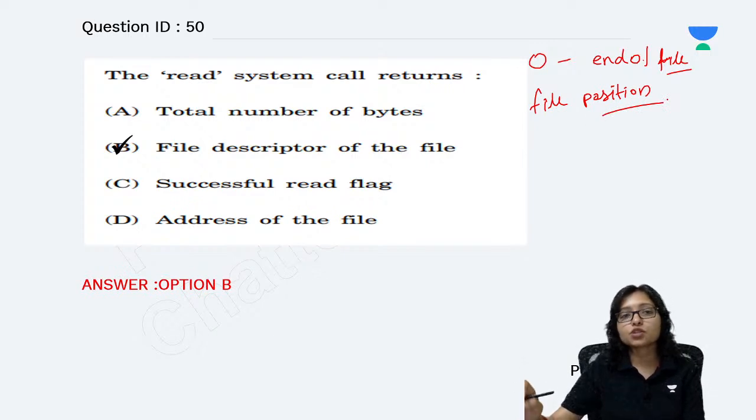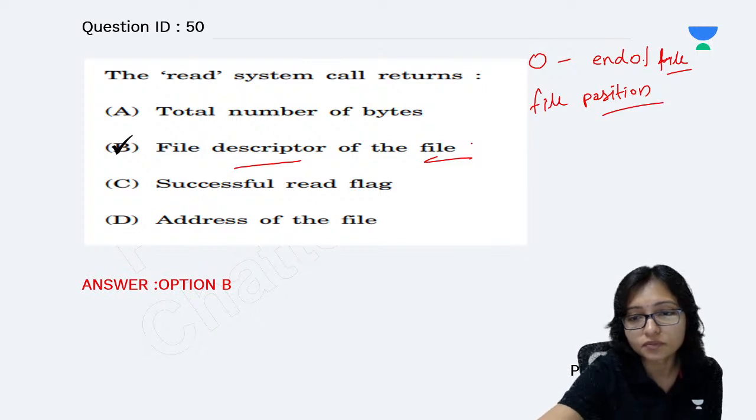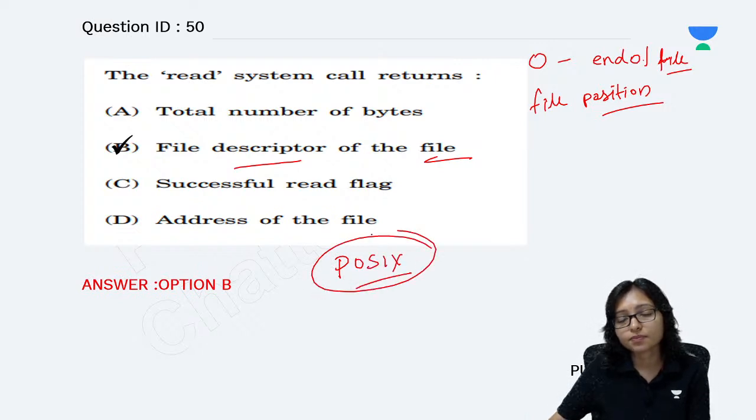That is the purpose of the read. The read system call returns the file descriptor of the file, meaning the position in the file. That's why the answer will be this. Okay, and where do we use it? In a modern POSIX operating system.